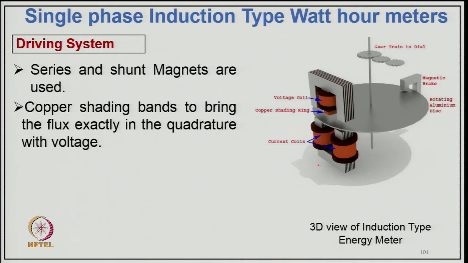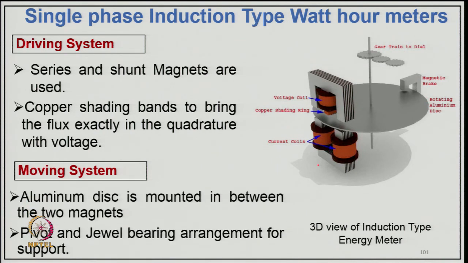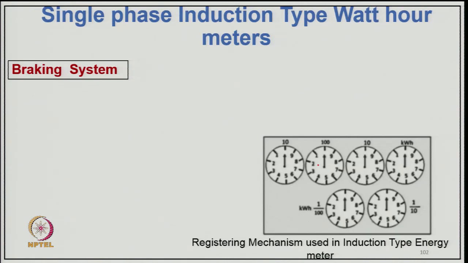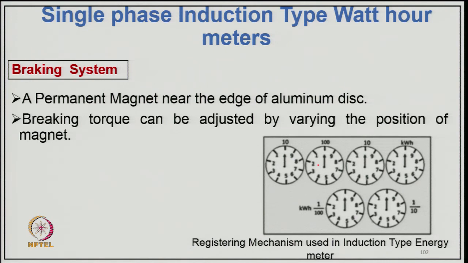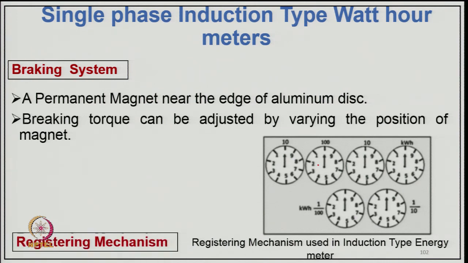So, you have a driving system where series and shunt magnets are used, and copper shading bands bring the flux exactly in quadrature with the voltage coil. In the moving system, the aluminum disc is mounted in between the two magnets, with a pivot and jewel bearing arrangement for support. Now, coming to the braking system, a magnet is placed near the edge of the aluminum disc, and the braking torque can be adjusted by varying the position of the magnet.